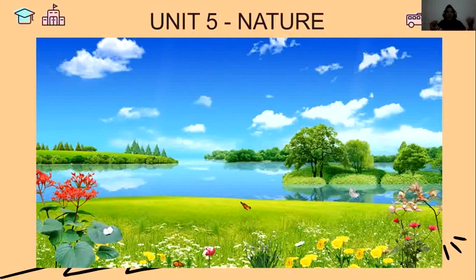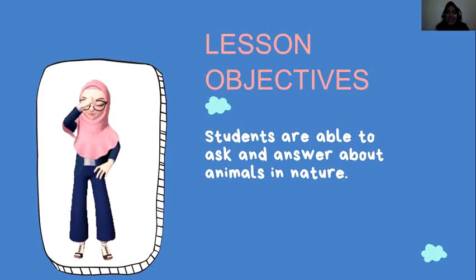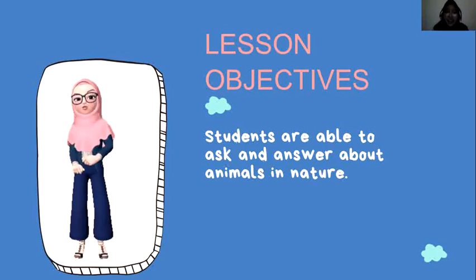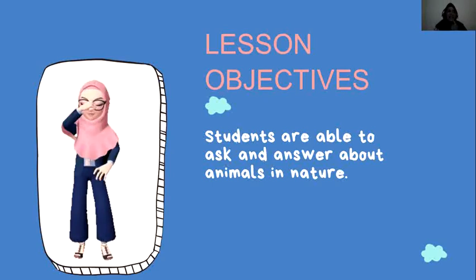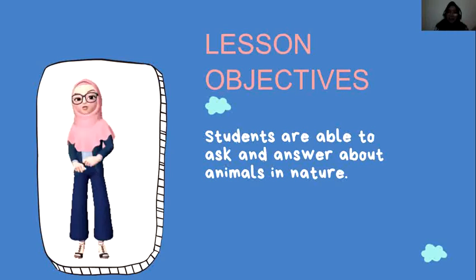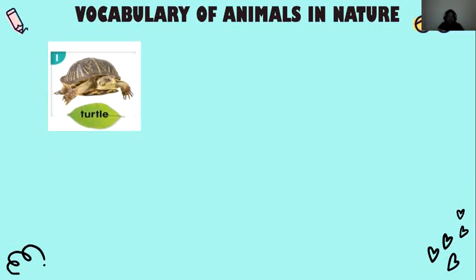Even though we are still learning about nature, kita sudah belajar kan tentang kosakata atau benda-benda yang ada di alam. Now we are going to learn how to ask and answer about animals in nature. Can you guess what are the animals in nature? Kira-kira ada hewan apa aja ya di alam yang biasa kalian lihat? Let's see. The first one. So what's this? Yeah, a turtle.